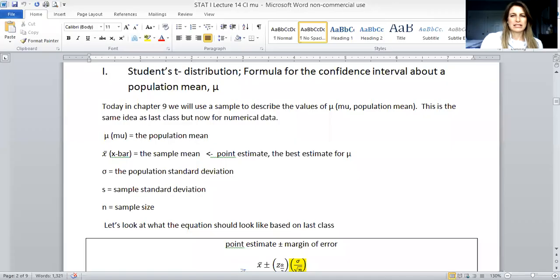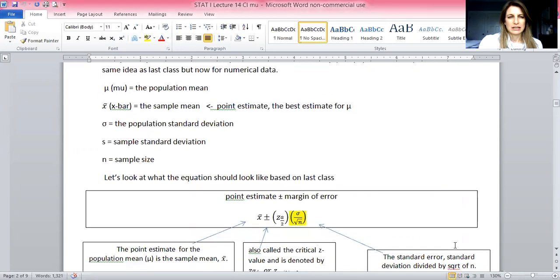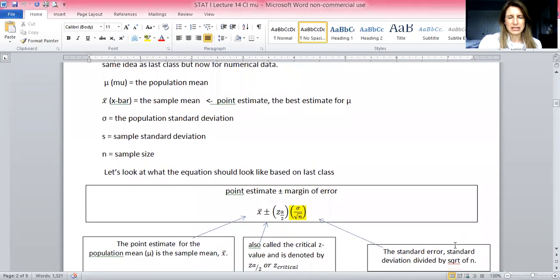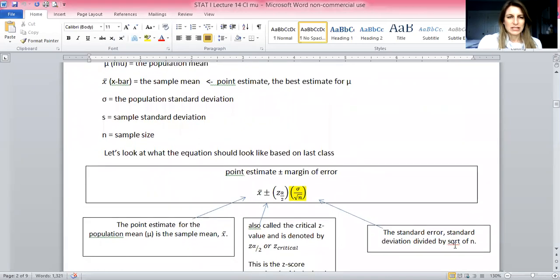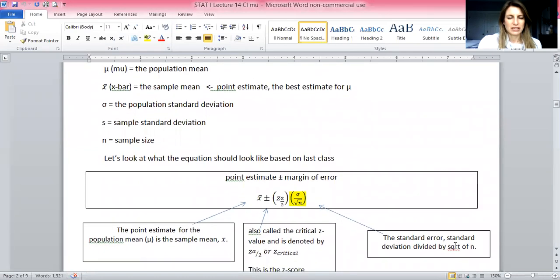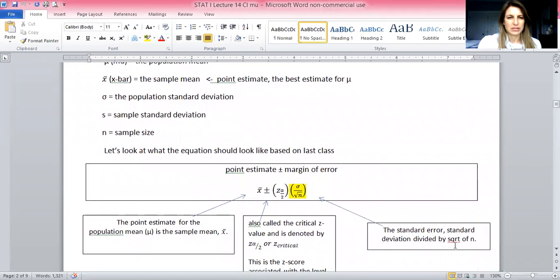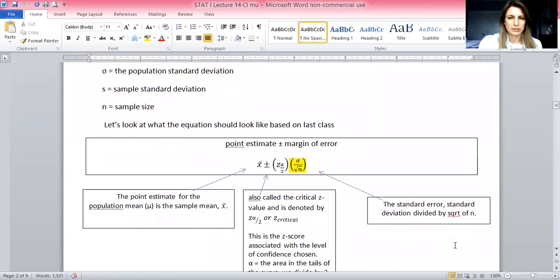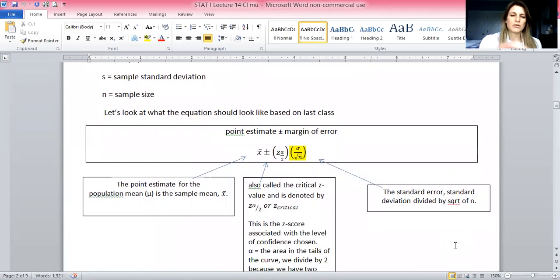Let me pull these up here. Okay, I want to start off with some notation. Mu, the Greek letter there, is my population mean, so it's nothing new for us. X bar is my sample mean. Then I have sigma, my population standard deviation, and S, the sample standard deviation, and of course N is my sample size.